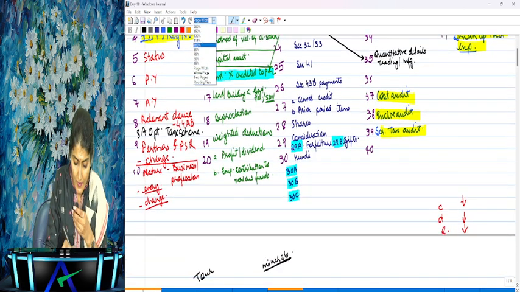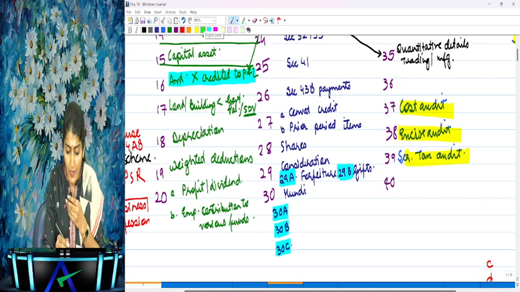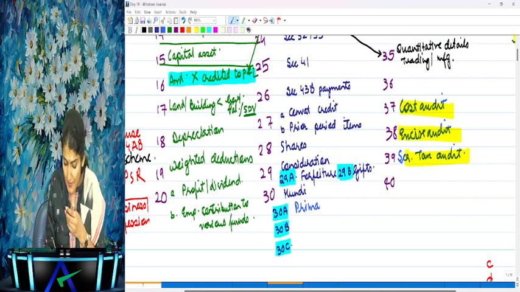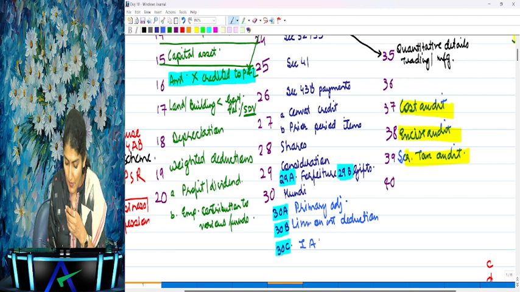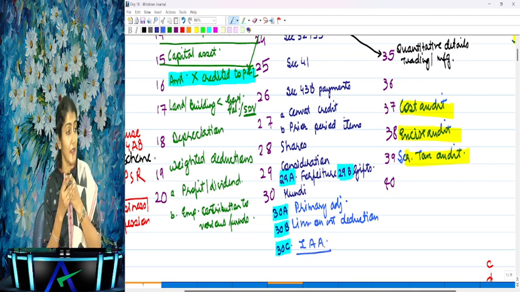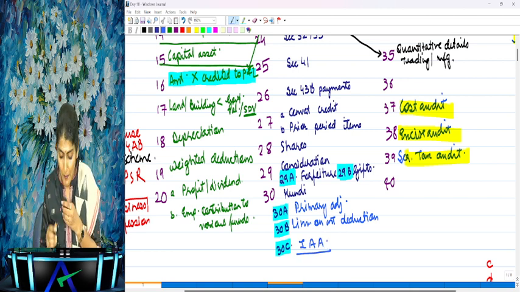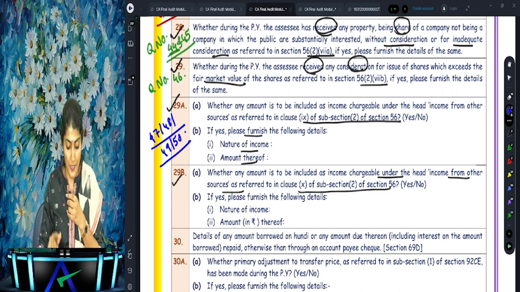So what is 30A, B and C over there? 30A is regarding the primary adjustment. 30B is regarding the limitation on the interest deduction. Are you getting that? And 30C is regarding the impermissible avoidance arrangement, right? Are you all with me?